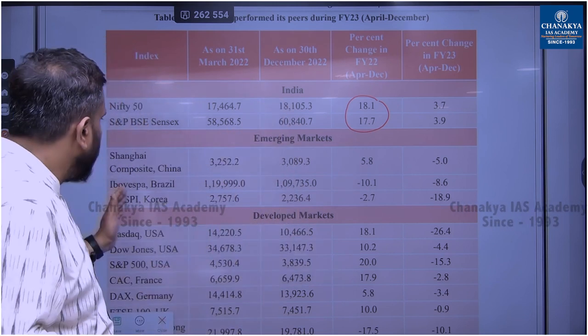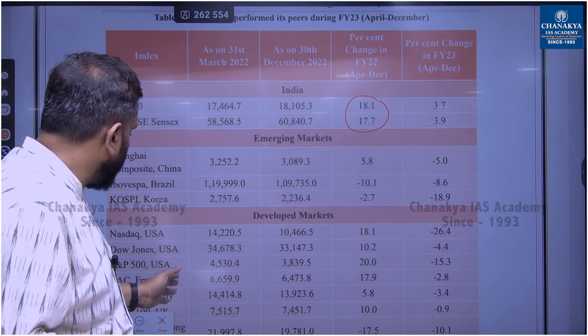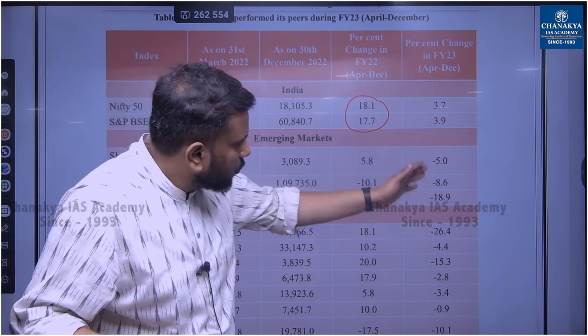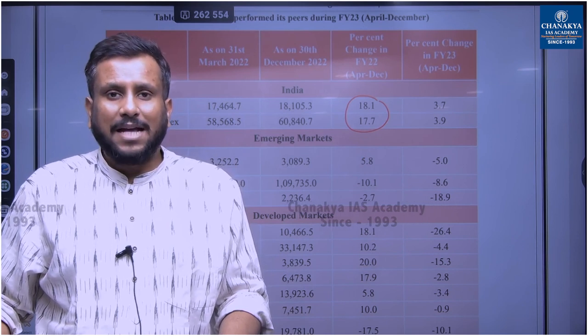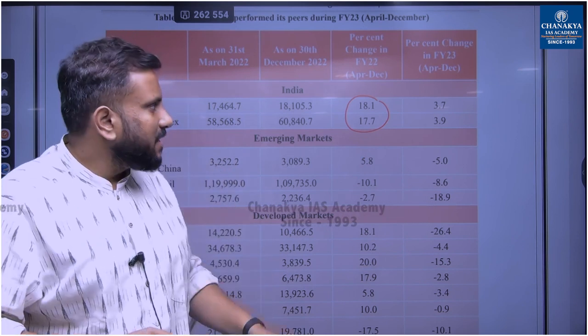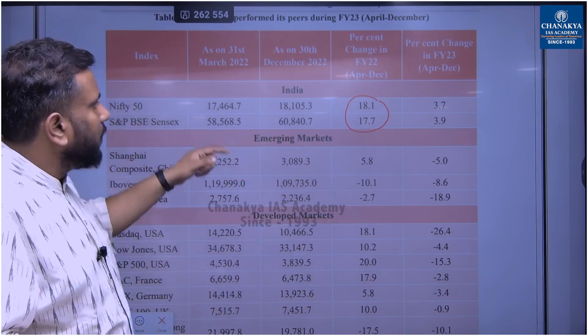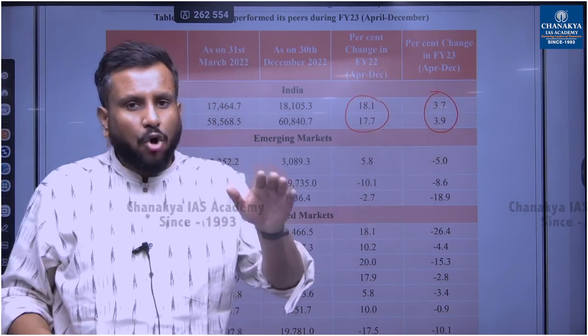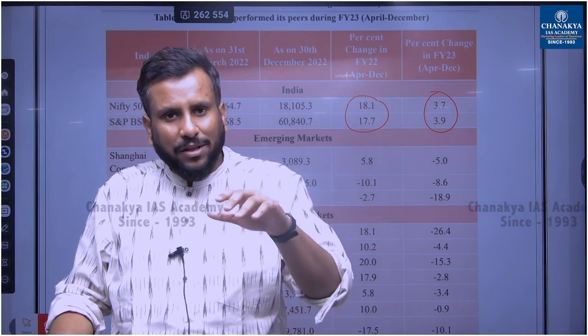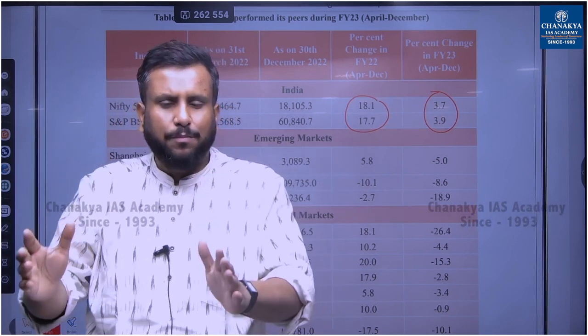So you can see Shanghai, China, Brazil, Korea, US, France, Germany, most of the stock markets have seen negative growth as compared to the last year. But just see India, Nifty 3.7 and 3.9. That means the stock market increased during the pandemic because a huge amount of money was pumped into the economy.